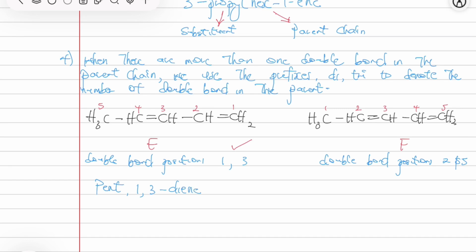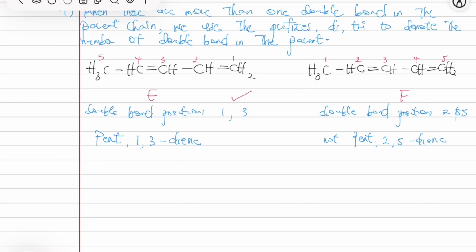So in naming this compound, we will observe that we have 2 double bonds at position 1 and position 3. Therefore, the right nomenclature of this compound is pent-1,3-diene. It is pent because the parent chain contains 5 carbon atoms, and it is 1,3-diene because we have 2 double bonds at position 1 and position 3. So the right nomenclature of this compound is pent-1,3-diene and not pent-2,5-diene.